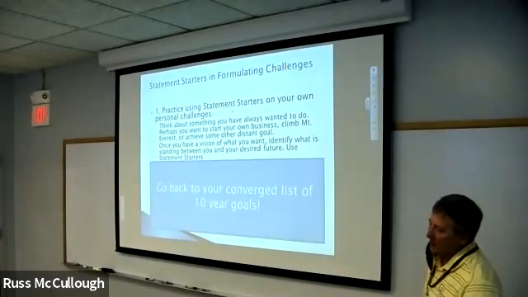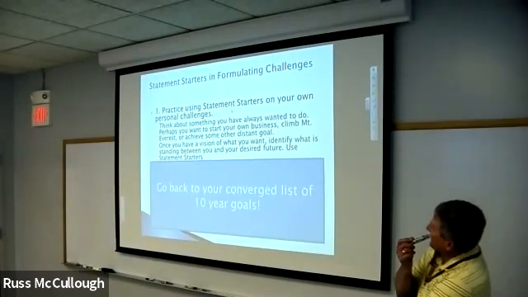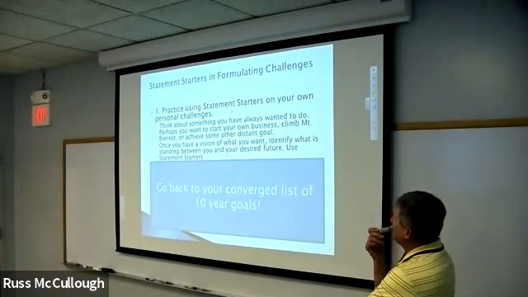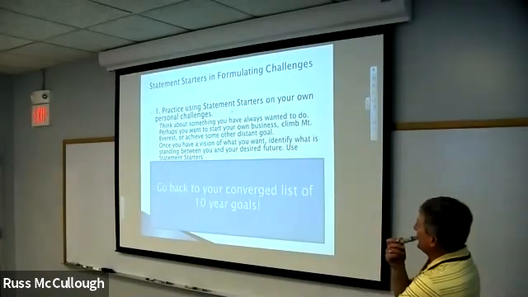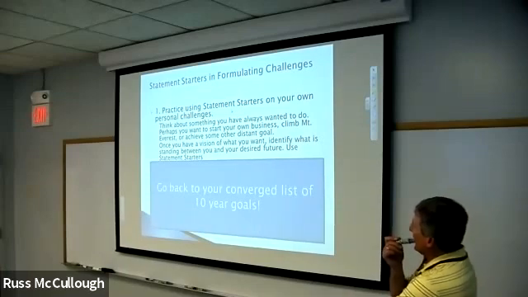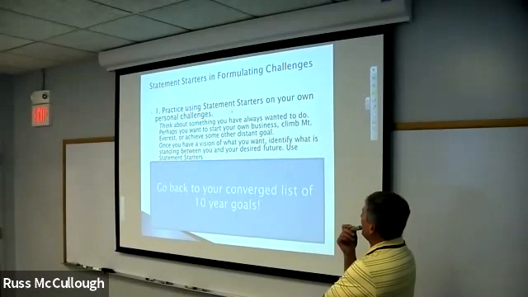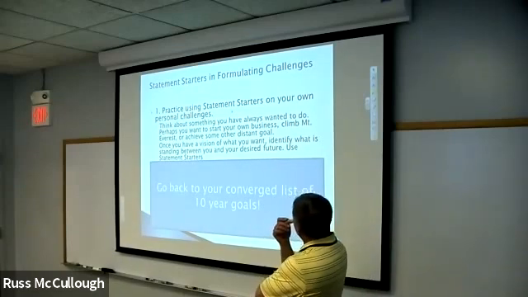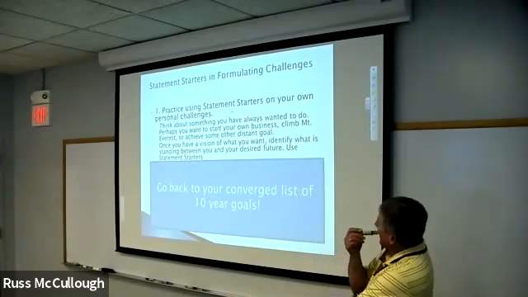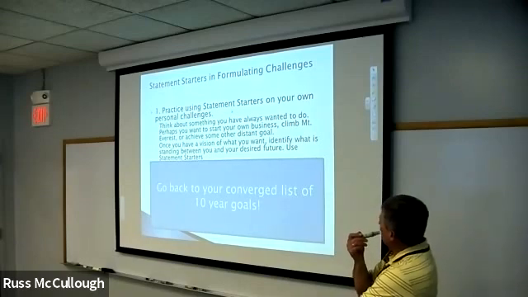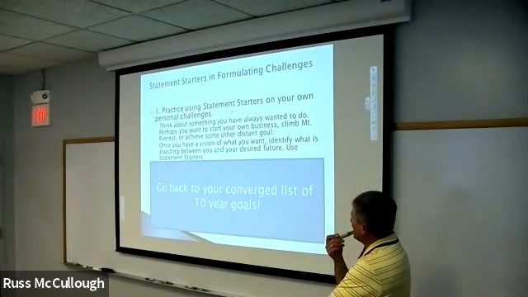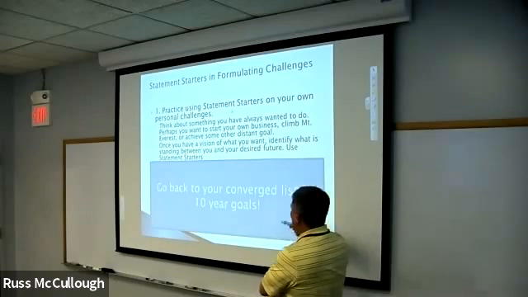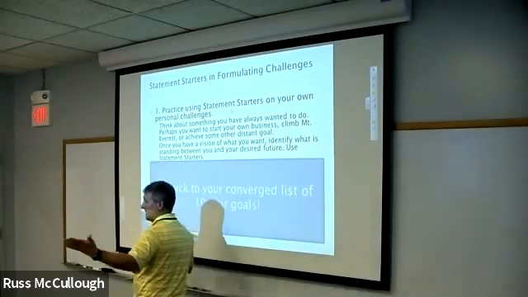Okay, so now practice your statement starters. This is what I was getting at with the other part of this, but we'll have it in there. So think about something you've always wanted to do. Once you have a vision of what you want to do, you can kind of use this in relation to your other, but you don't have to. Identify what is standing between you and your desired future. Use your statement starters. So go back to your converge list, which is what we just set up today.